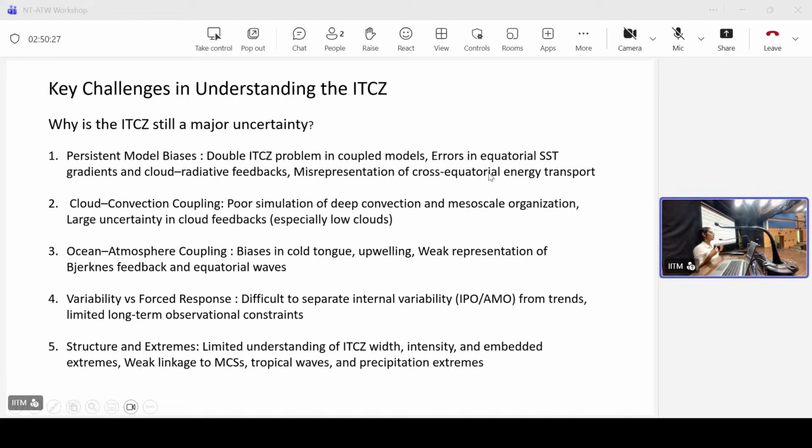Then another part is how do you attribute it, what change comes from the anthropogenic forcing and what is from the internal variability of the system. For that, we need long records or large ensemble simulations to decouple the anthropogenic forcing and the internal variability. And the last point, but the most challenging, is how the multi-scale interactions occur, how the mesoscale organizes to synoptic scale to thousands of kilometers rain bands. That is still one of the biggest challenges.